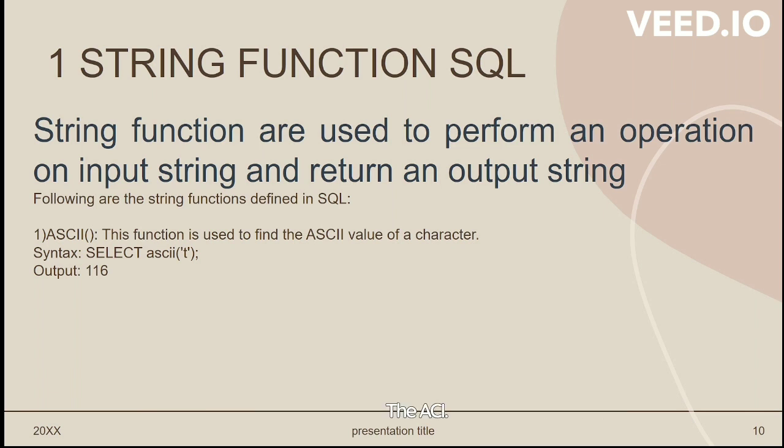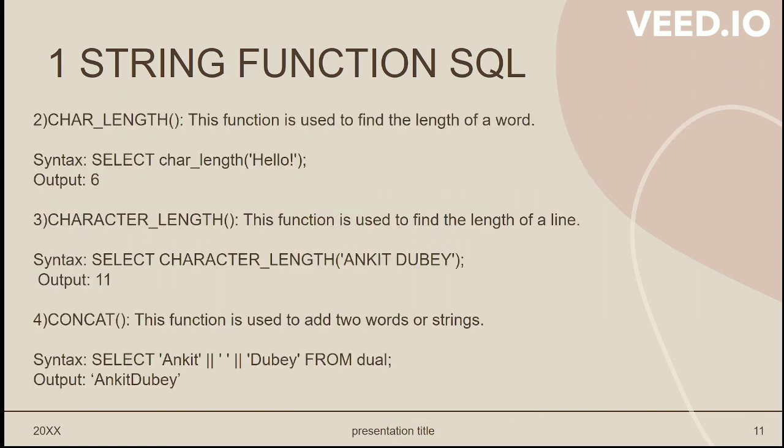First, ASCII. This function is used to find the ASCII value of a character. Select ASCII 't', and the output is 116. Next is char length. This function is used to find the length of a word. Syntax: select char length hello, the output is 6. Next is character length. This function is used to find the length of a line, select character length angkit dubay, the output is 11.